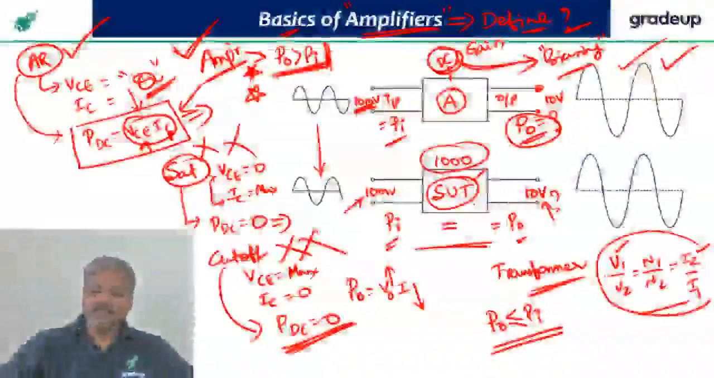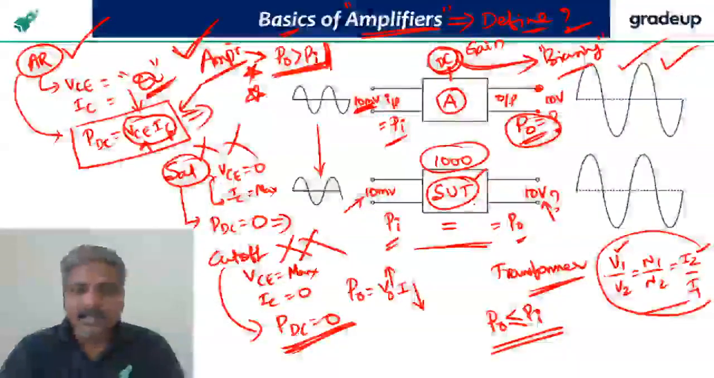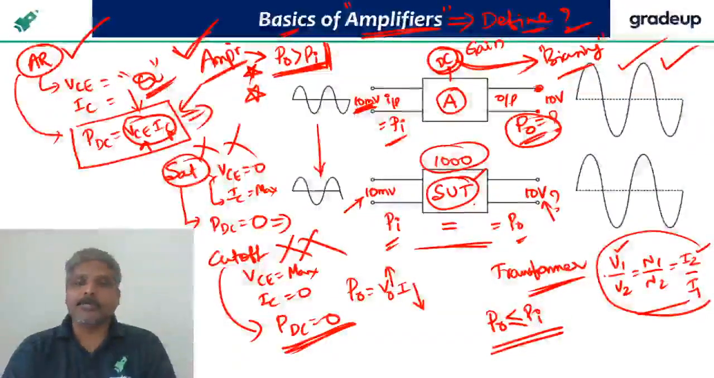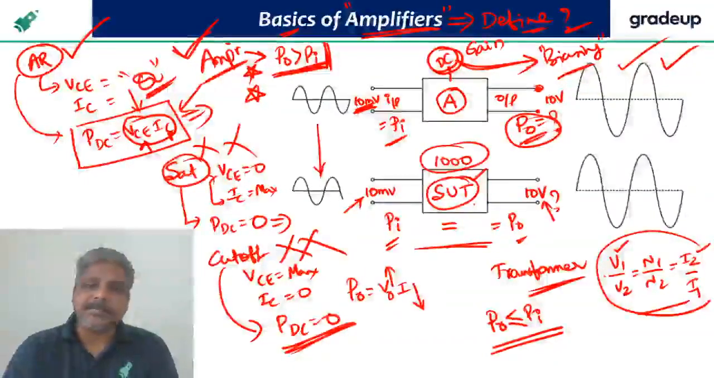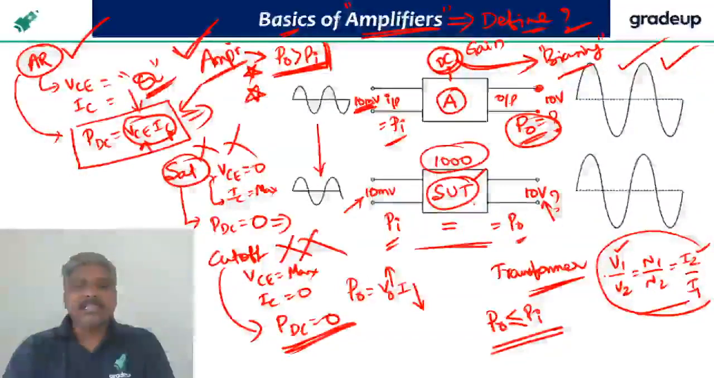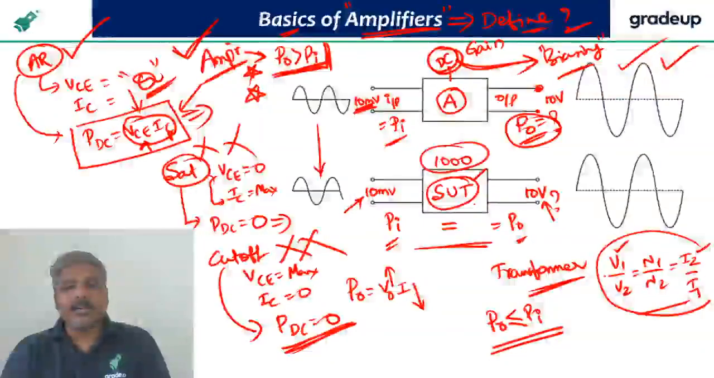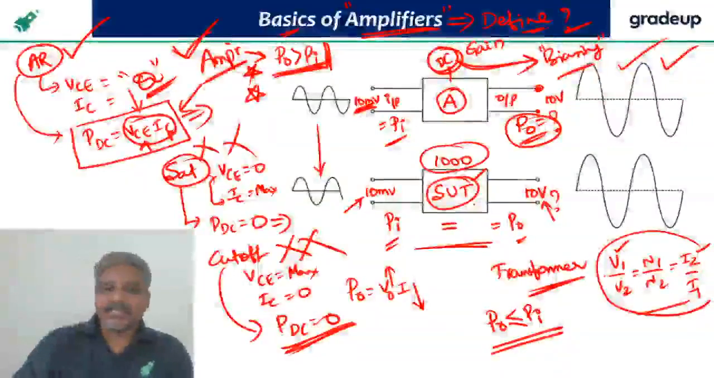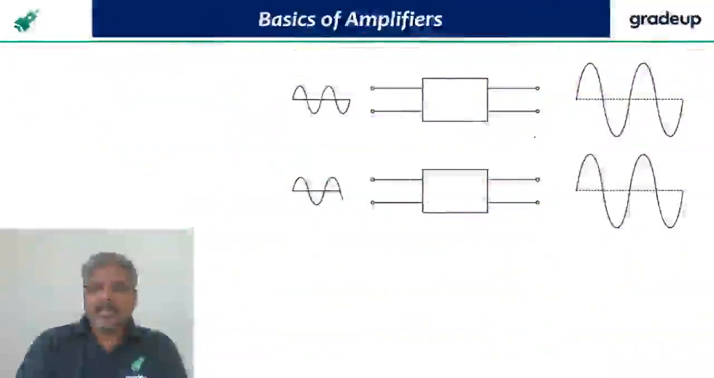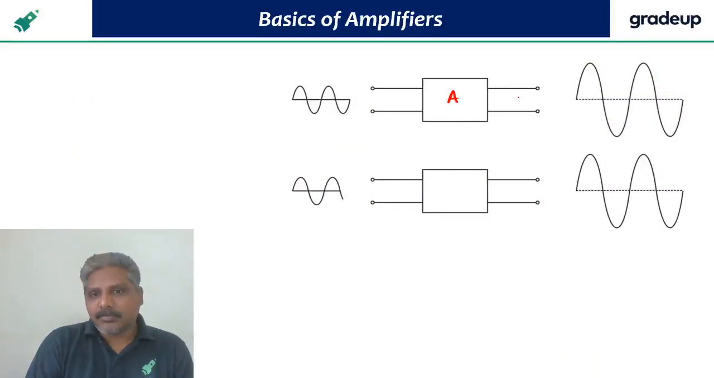So always remember, an amplifier is a circuit which enhances the power from input to output. Output power is greater than input power. How is that possible? Because we are supplying the DC power. What is that DC power? VCE into IC, some value, not zero. That's why it is called the active region. So in the active region only will you get the amplification. Okay, taken the screenshot. Let me remove this. Now ultimately, an amplifier is a circuit where the output power is greater than the input power. That's what an amplifier is.